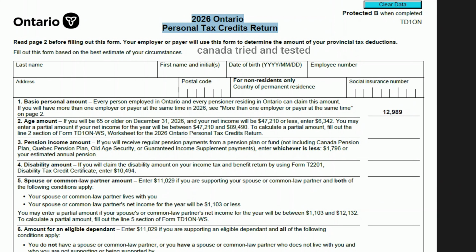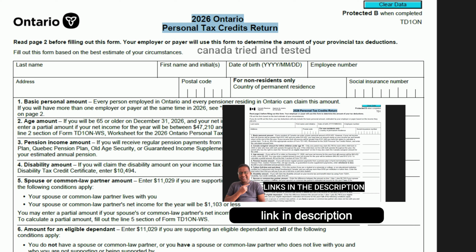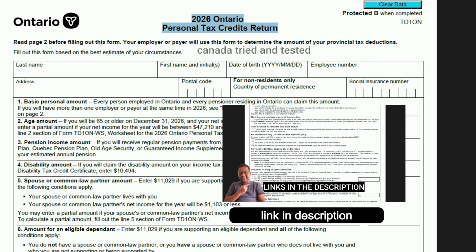This is the 2026 Ontario Personal Tax Credit Return Form. This goes along with the Federal Personal Tax Credit Return Form, and by filling this, you are letting your employer know how much the provincial tax deduction needs to be made, and you give the input, which we will see how this is done. I have made a video on the Federal Personal Tax Credit Return.